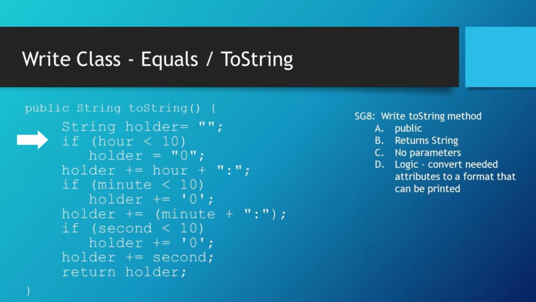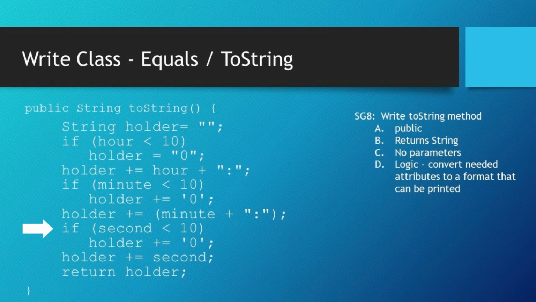So, back to the logic. If hour is less than 10, then holder is assigned the string value 0. Plus equal is shorthand for holder equals holder plus the contents after the compound operator. We are concatenating to the output string the contents of the instance attribute hour plus a colon. If minute is less than 10, we add a 0 to the output. In this case, the 0 is in single quotes, meaning it is a character. This is fine because you can concatenate a character to a string. So now we have concatenated on the value of the minute instance attribute plus a colon.